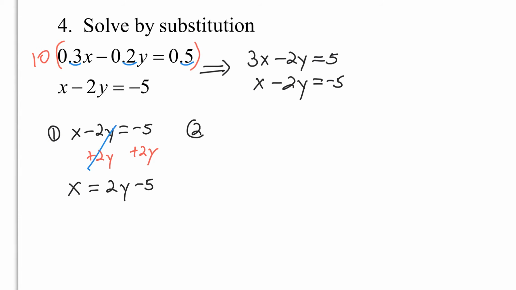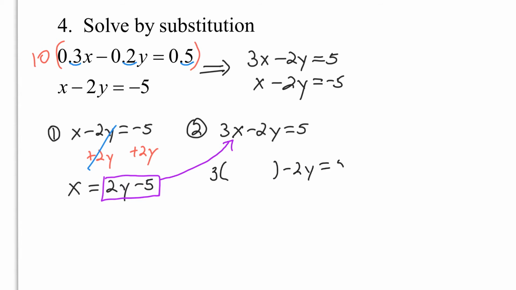Step number 2, you are using the other equation, the one we didn't use. So this one here on the top. And I'm going to substitute all of this expression into x, because we have x equals all of that. So I bring down the 3. I'm going to use parentheses, minus the 2y equals 5. So I have 2y minus 5 here. I'm going to distribute. So I'm going to get 6y minus 15 and minus 2y equals 5.